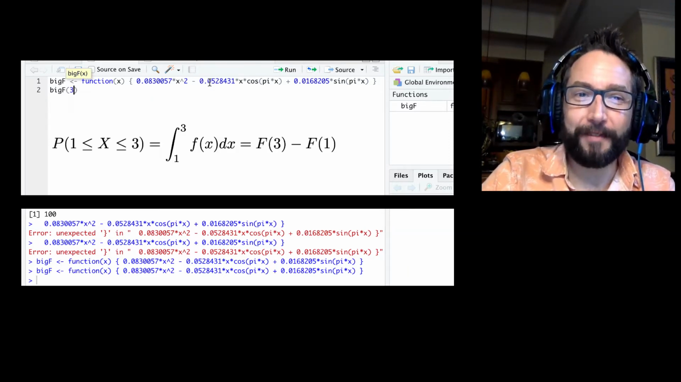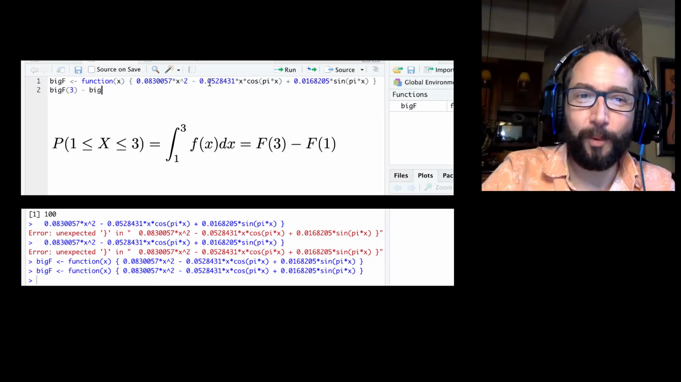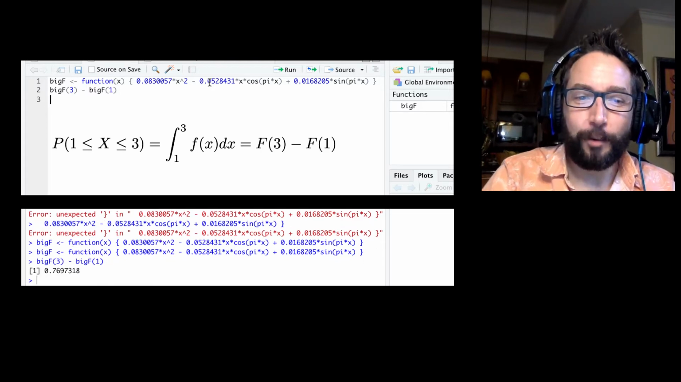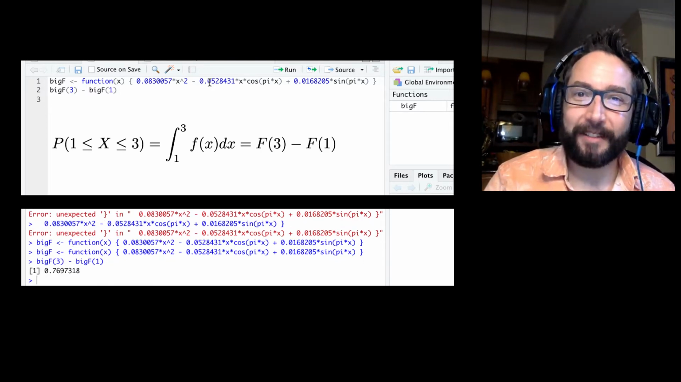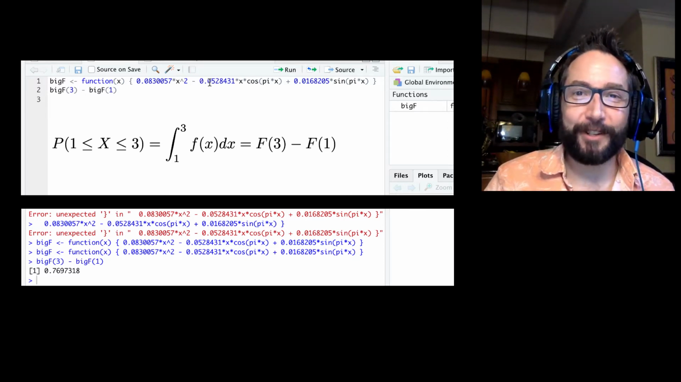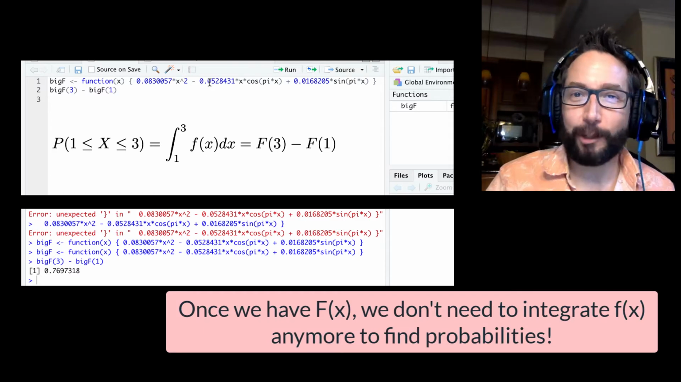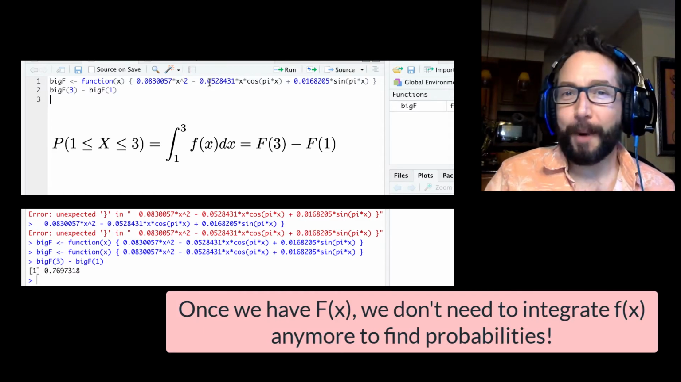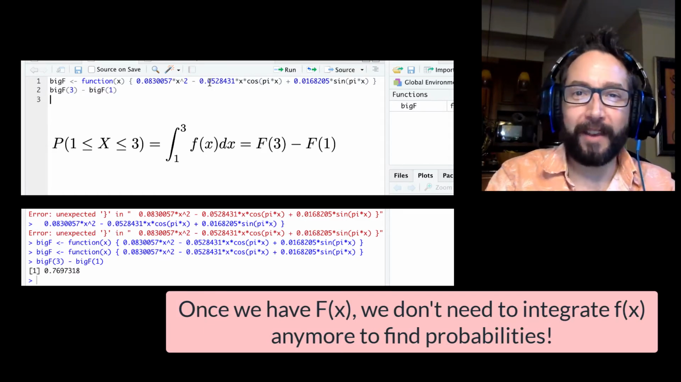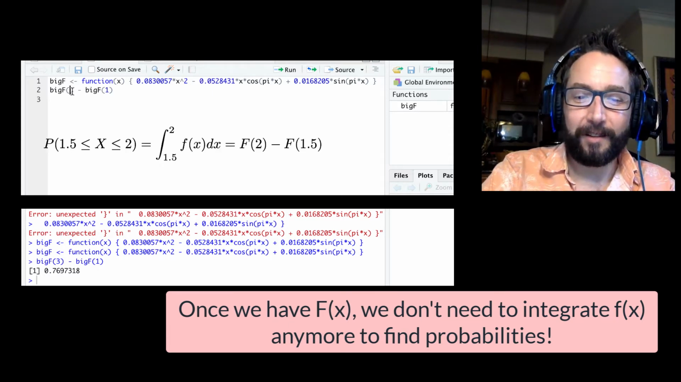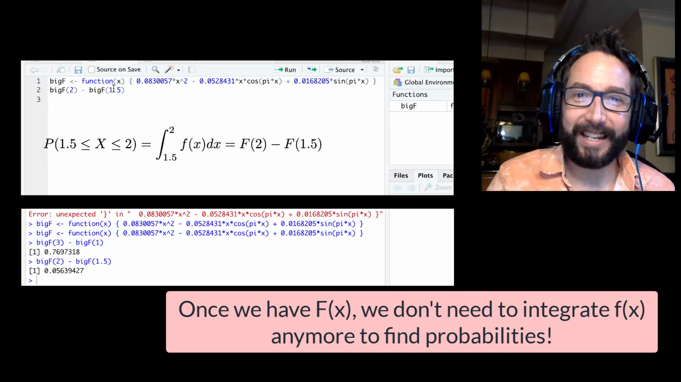Well, that's big F evaluated at 3 minus big F evaluated at 1. So throwing this into R, I get 76.97%, which I had seen before. And this is great now because I don't have to do any sort of integration if I have follow-up probability questions. If I want to know the probability of between 1.5 and 2, easy. 2 as the upper limit, 1.5 as the lower limit. It's just really that easy.